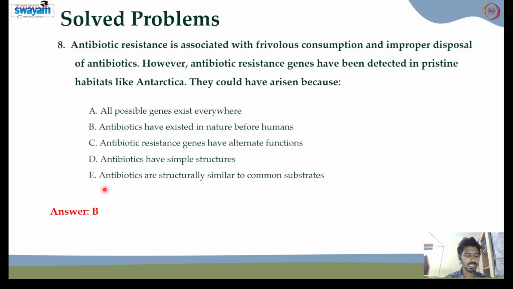If you see option E, some structural similarity might exist between certain antibiotics and natural antimicrobial compounds, but it need not be the primary reason for the widespread presence of antibiotic resistance genes in nature, and that too in places like Antarctica. So the correct option is: antibiotics have existed in nature before humans, which could have conferred antibiotic resistance genes even in pristine habitats like Antarctica.